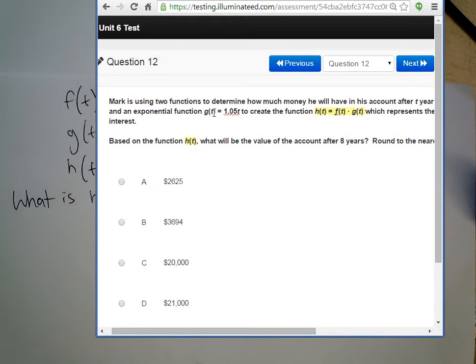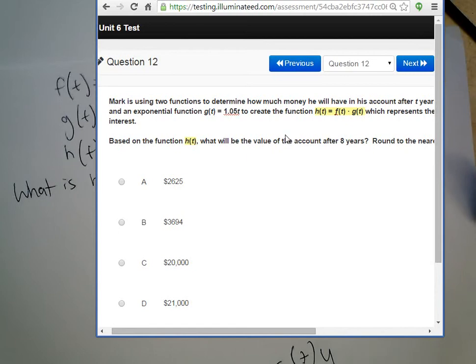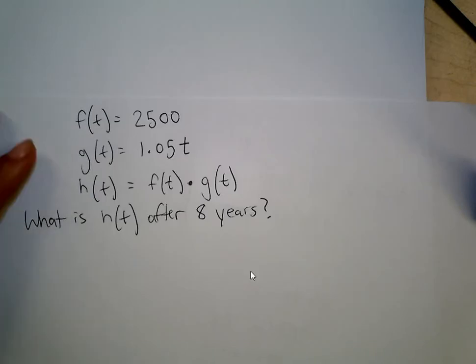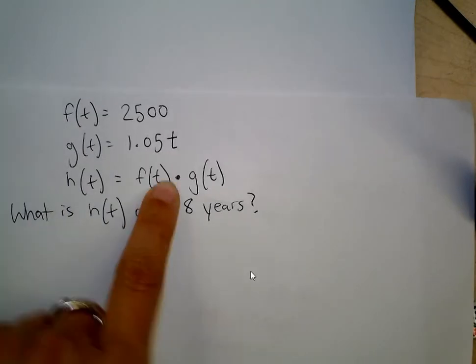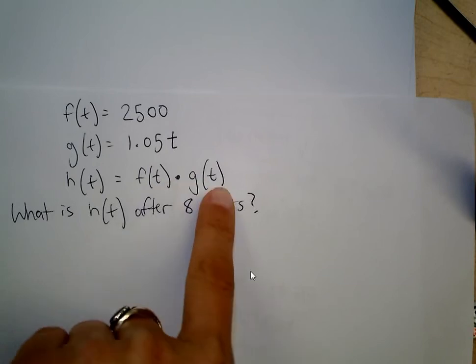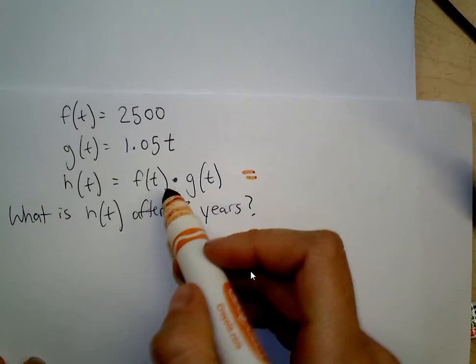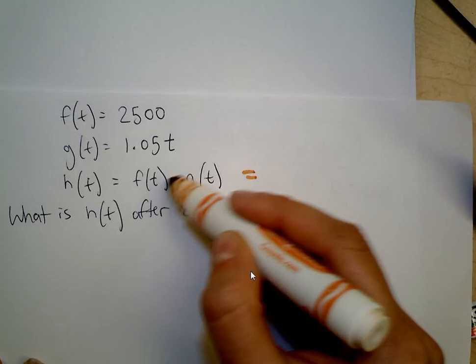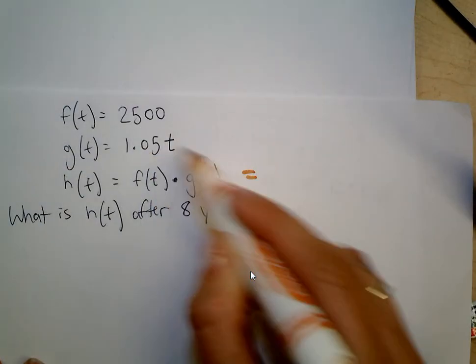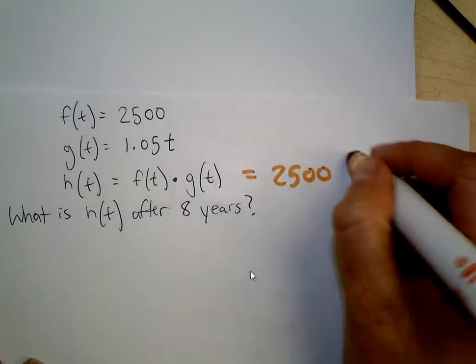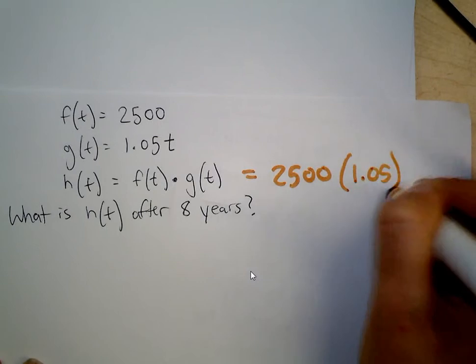I know what g of t is and I know what f of t is. And they're saying that they want the value of the account after 8 years. So t is equal to 8. So let's look at this. I want h of t. H of t is f of t times g of t. So I'm going to say this is equal to, I'm plugging in this f of t here and this g of t here. So 2500 times 1.05 t.